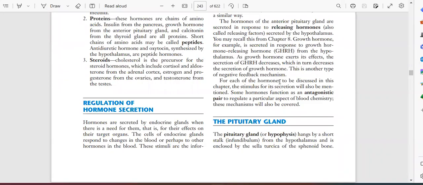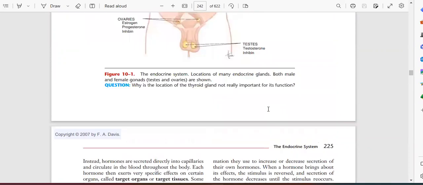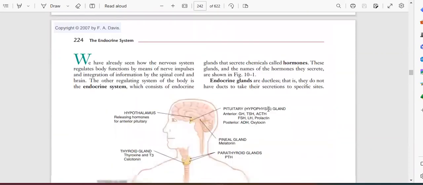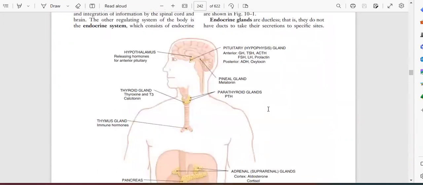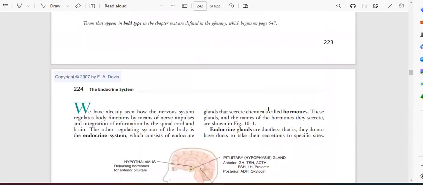So the pituitary gland. What is the pituitary gland? Basically, we talked about the basics of the endocrine system. We have the endocrine system for the regulation of the body. The endocrine system has glands, and the glands release hormones. Endocrine glands release chemical substances, that is, hormones.